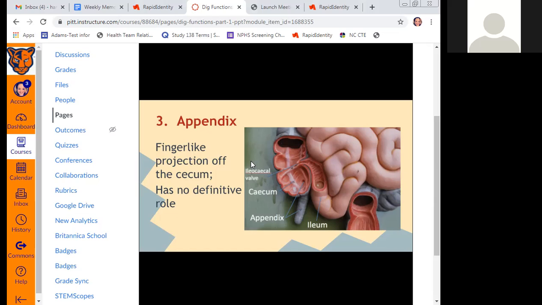This is the cecum, okay? So this is that first part. Now you have another valve in here where the food would kind of enter into the cecum. I'm okay if you don't write that down. And then we go up the stairs, okay?